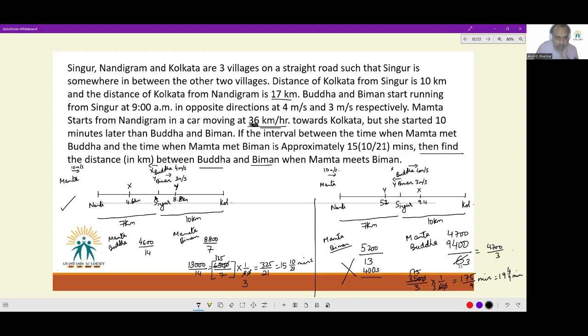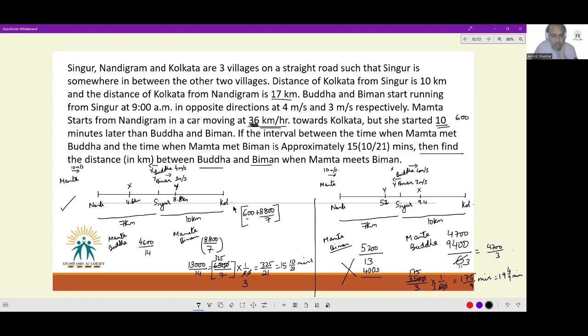First, they were running away from each other for 10 minutes. And then they are running away from each other for the time that it takes Mamta to meet Biman. So 10 minutes is 600 seconds, 600 seconds. And 8800 by 7 is the time that Mamta takes to meet Biman. So the total time will be 600 plus 8800 by 7. This is the total time.